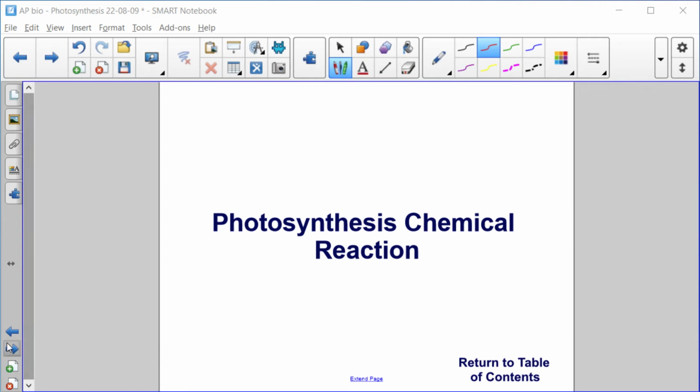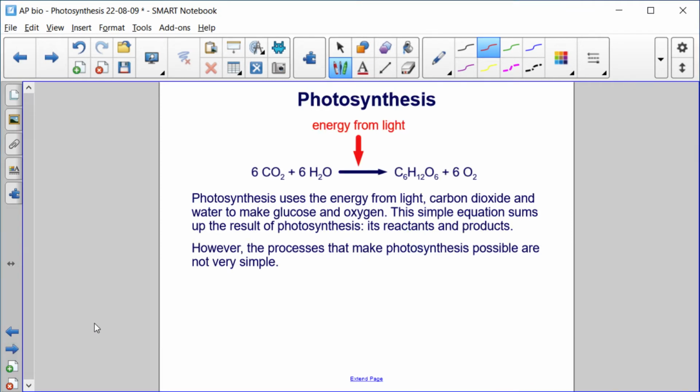Photosynthesis chemical reaction. Photosynthesis uses the energy from light, for example from the sun, carbon dioxide, and water to make glucose and oxygen. This simple equation sums up the result of the photosynthesis process, its reactants and products. However, the processes that make photosynthesis possible are not very simple.